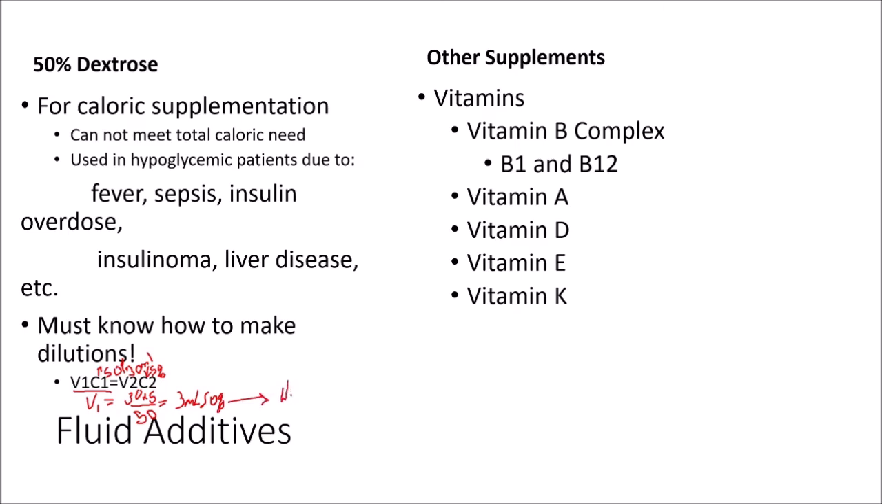Some other supplements that we can add to our fluids: we can give vitamin B complex, which contains vitamin B1 and B12, which we know is good for the GI tract and can also stimulate the appetite. Vitamin A, if they're low on vitamin A, vitamin D, vitamin E, and vitamin K.